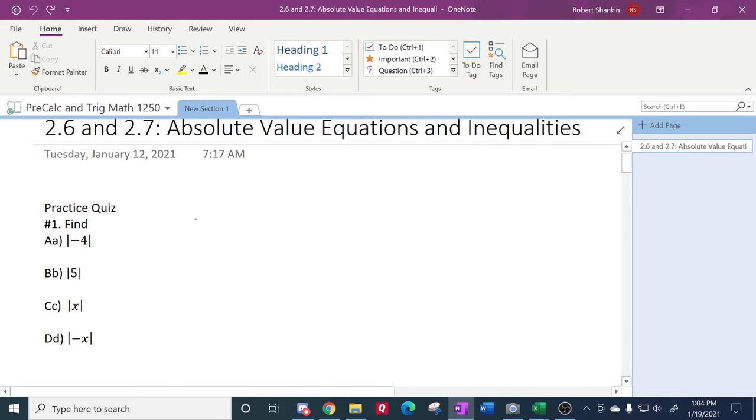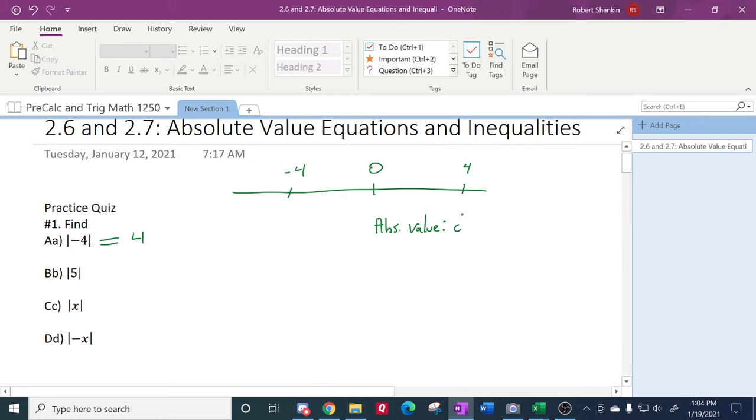Okay, so now I'm going to go over the answers to each one of these, and you can see whether you got them right or wrong. So the absolute value of -4 is +4. The definition of the absolute value, by the way, is the distance from 0 on the number line. And how far away is this from 0 on the number line? It's 4 units away from it. And how far is this from 0? So the absolute value is distance from 0 on the number line.